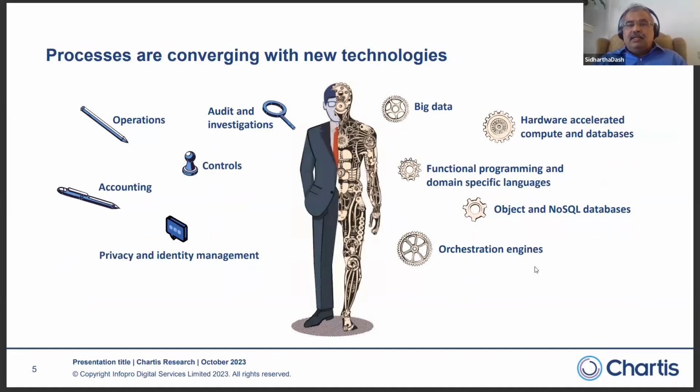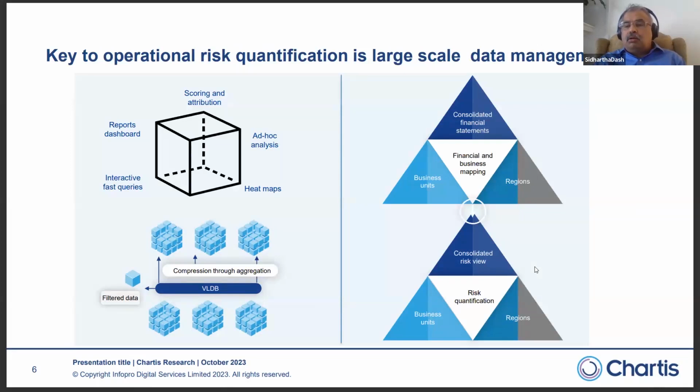So what we are really seeing is that processes have converged with new technologies, allowing us to leverage our new types of databases, orchestration engines, domain specific languages, and essentially think about processes in a completely different way. And finally, we would argue that operational quantification requires a lot of large-scale data and data management. And interestingly enough, we are also seeing the commercialization of operational data, which is probably one of the fastest growing areas in the data sector.